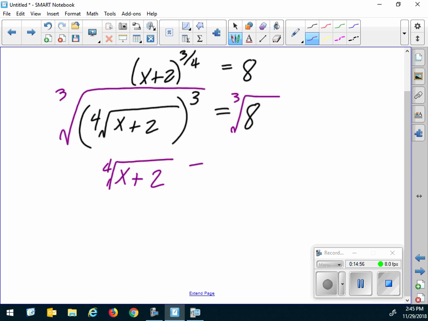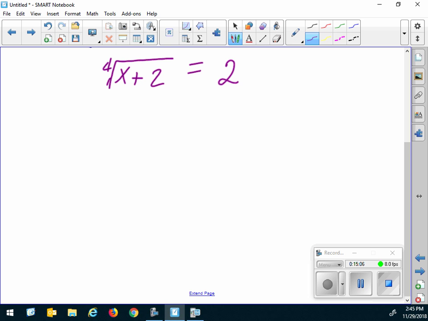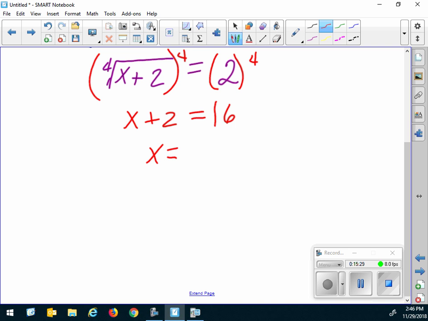And what's the cube root of 8? No, I'm taking a fourth root. How do I undo a fourth root? Raise it to the fourth power. All right, we're going to raise both sides to the fourth power. X plus 2 equals 2 to the fourth power, 16. So X equals 14.